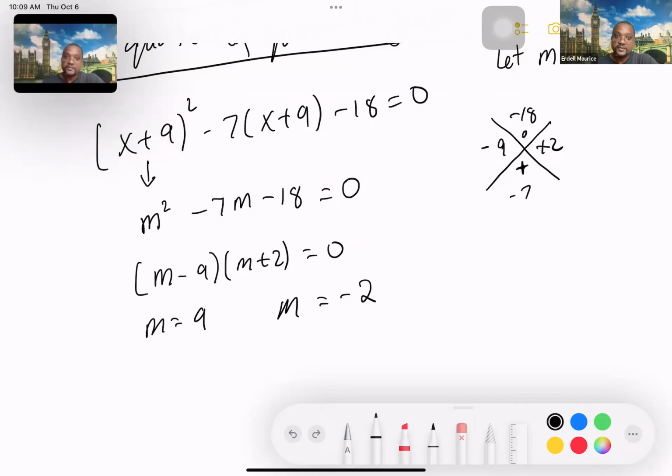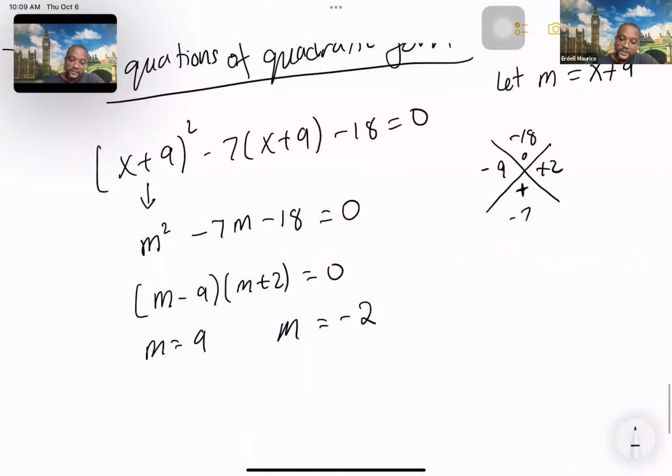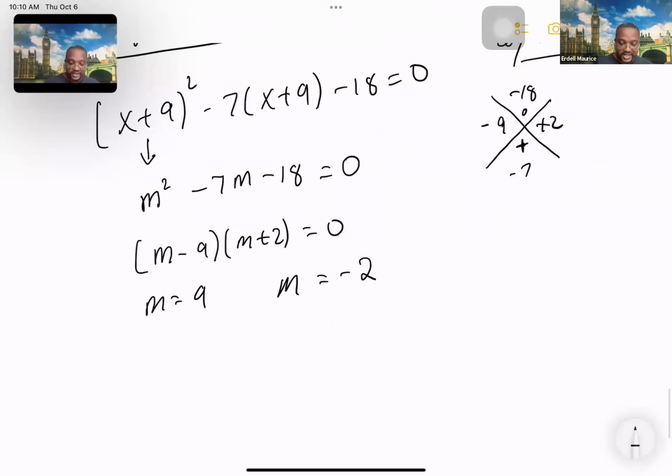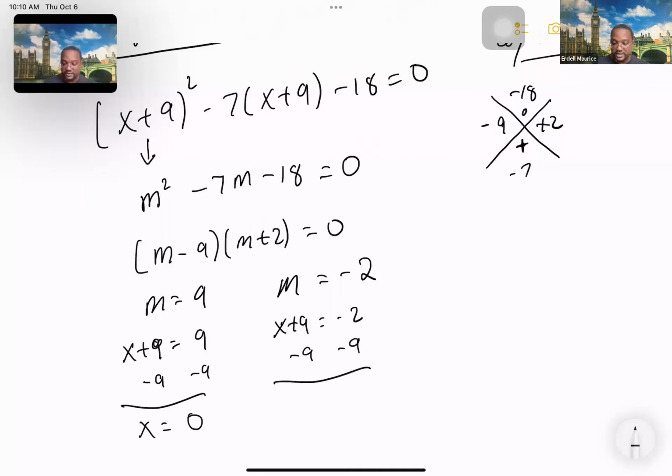All right, thank you. And of course, though, m is actually x plus 9. M and x plus 9 are the same thing. And so instead of writing m, I can simply write x plus 9. And over here, x plus 9 equals negative 2. And then from here, I just need to subtract 9 from both sides. X equals 0. Subtract 9 over here. X equals negative 11. And those would be our two answers. Questions there?